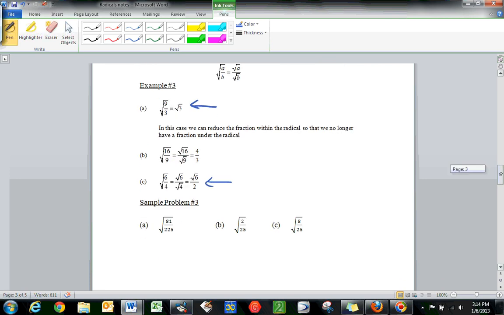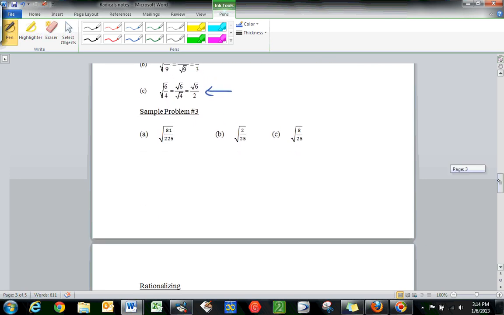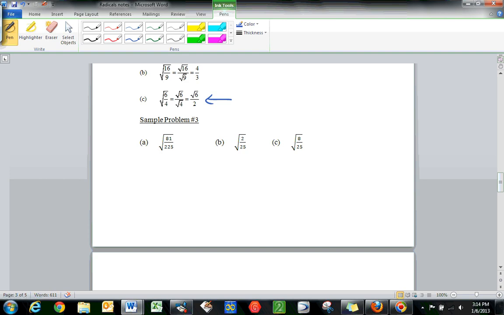So let's take a look at a couple examples. Sample problem 3. So go ahead and pause and work A, B, and C. Okay, so if we use the quotient property, we can break these up into separate radicals. And if we look, square root of 81 is 9. The square root of 225 is 15.